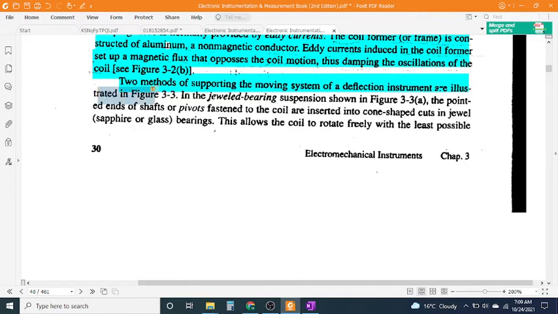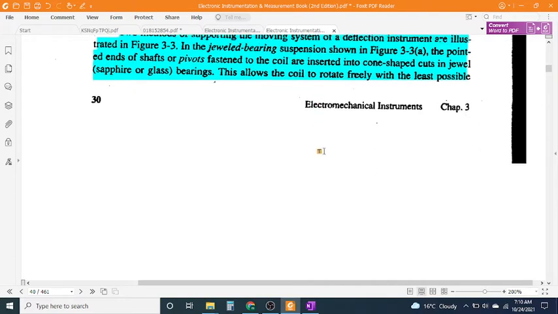In the jeweled bearing suspension shown in Figure 3-3a, the pointed ends of shafts or pivots fastened to the coil are inserted into cone-shaped cuts in jewel, sapphire or glass bearings. This allows the coil to rotate freely with the least possible friction.